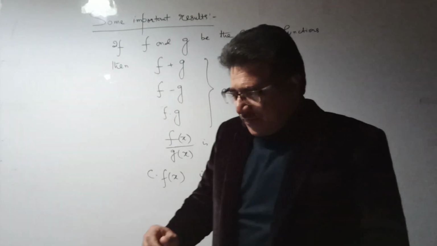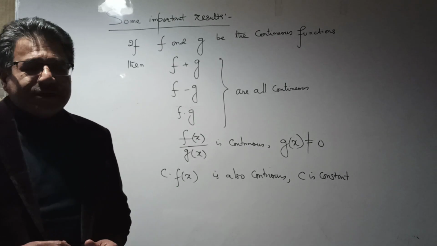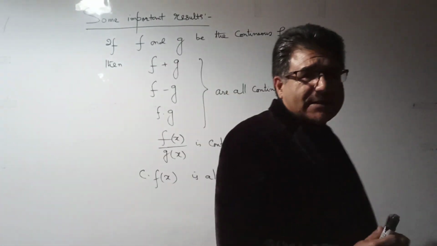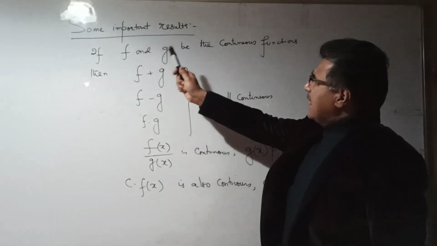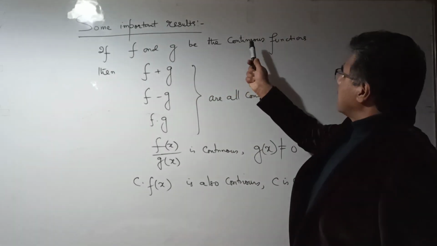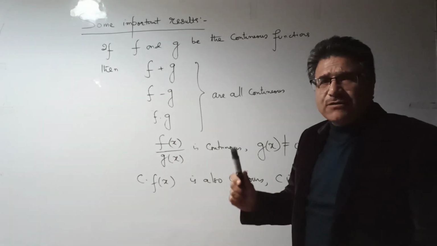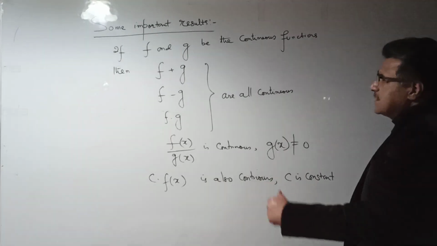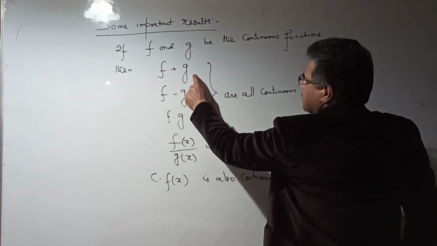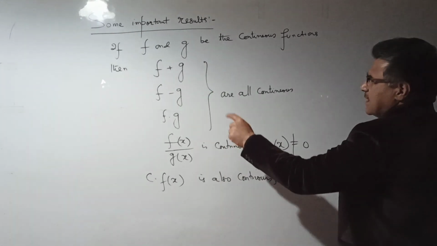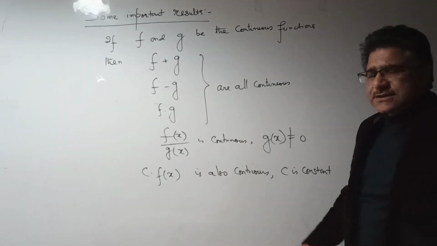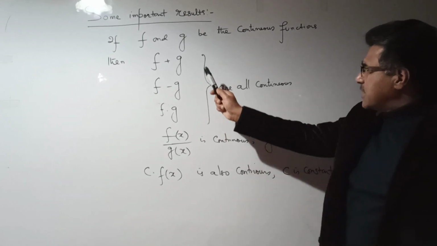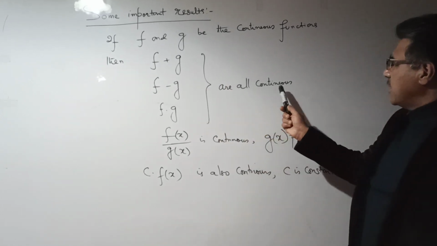Now, before we go to the other questions and some examples, I will discuss the important results. Now, what are the important results? Important results are: if f and g are continuous functions, then their sum f plus g, their difference, and their product, the new functions formed, are all continuous.